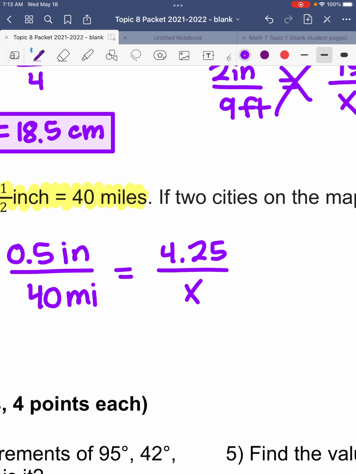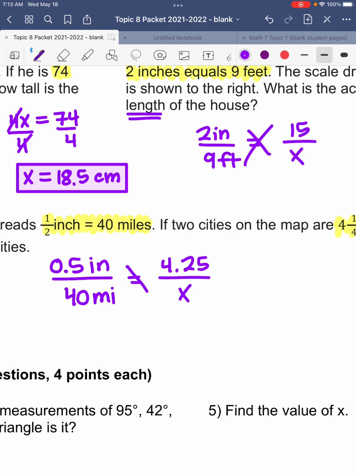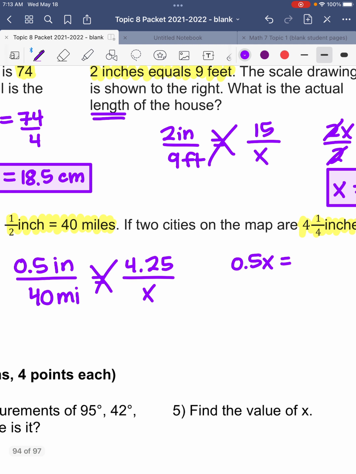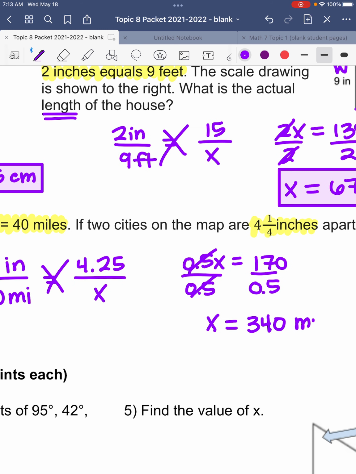So now I'm ready to cross multiply. 0.5 times x is 0.5x, and then 40 times 4.25, when I put that into my calculator, I get 170. So now I'm ready to get that x by itself. It's connected to 0.5 through multiplication, so we're going to divide by 0.5 on both sides. That cancels out. X is by itself. And 170 divided by 0.5 is 340. 340 what? 340 miles.